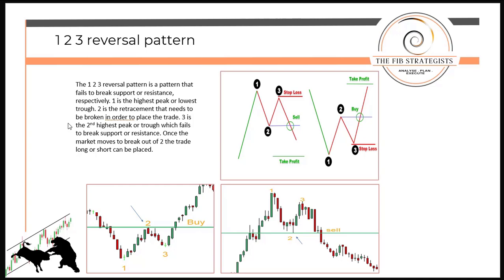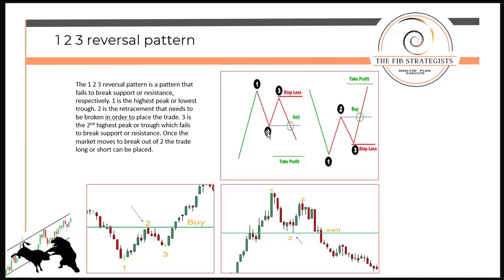1 is the highest peak or lowest trough. 2 is the retracement that needs to be broken in order to place the trade. 3 is the second highest peak or trough, which fails to break support or resistance. Once the market moves to break out of 2, the trade long or short can be placed. Here is an example of both.